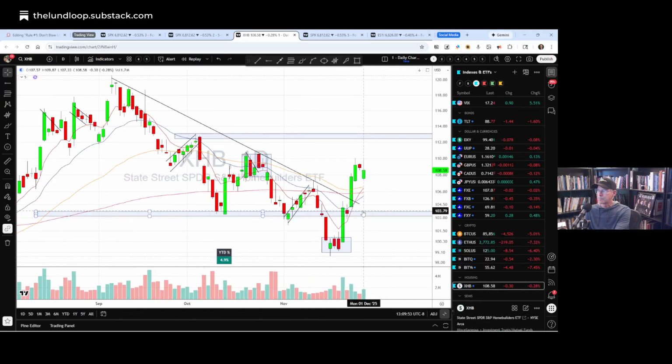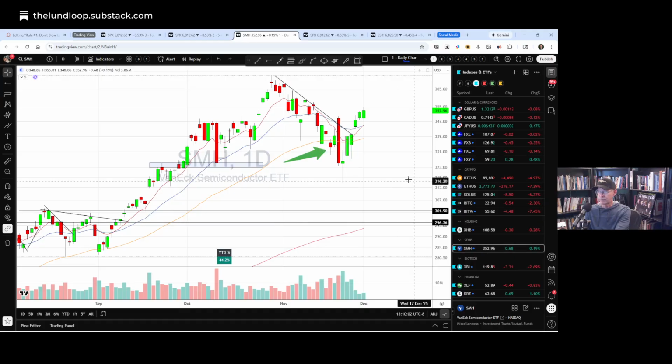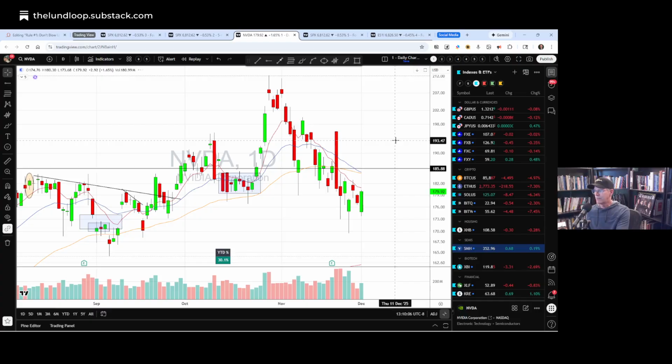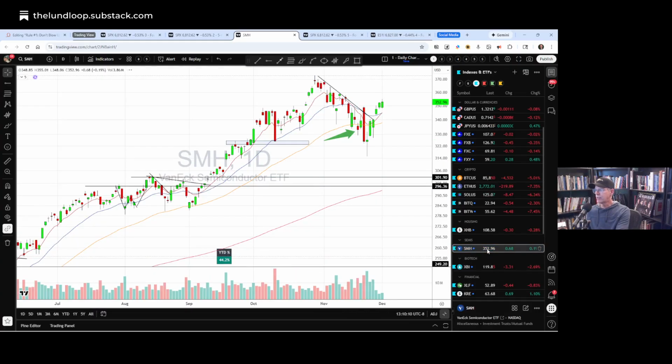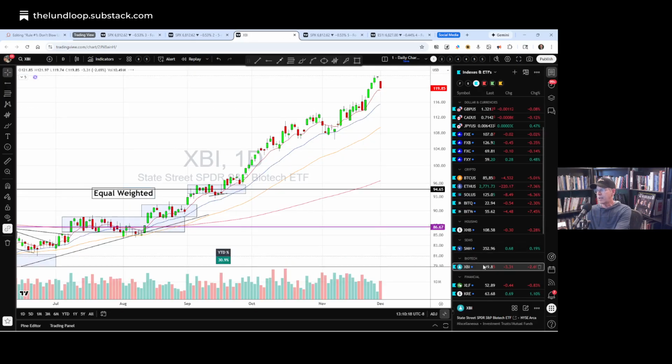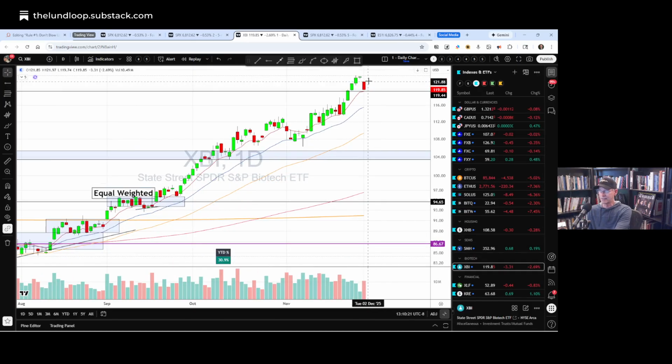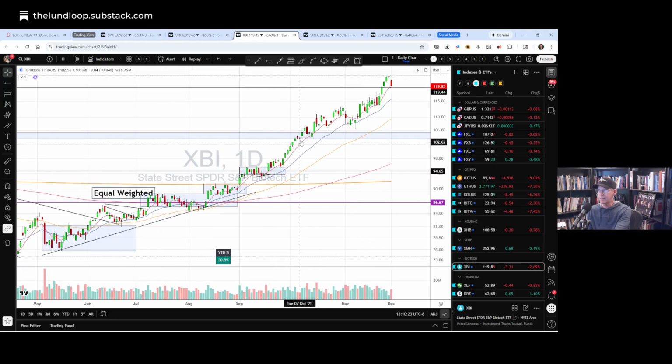XHP. Consolidating nicely after breaking this intermediate-term trend line last week. SMH firming up really nice. And what I like about SMH firming up is that NVIDIA is still way down in this range here, but SMH is actually off of that low. So SMH may be giving us a little clue as to where NVIDIA and some of these other names are going to go next.